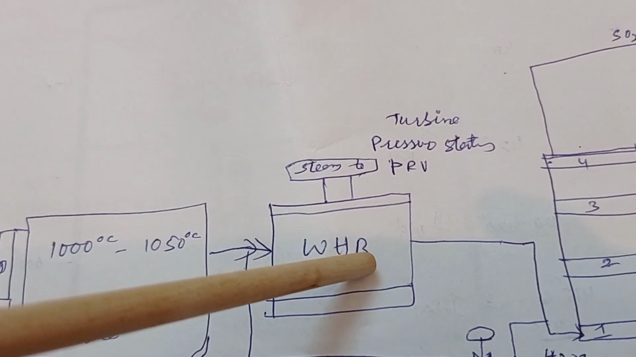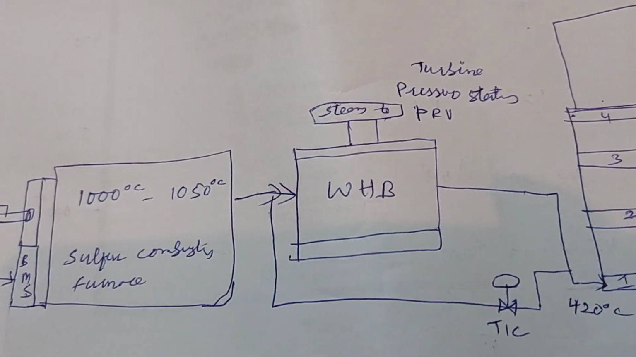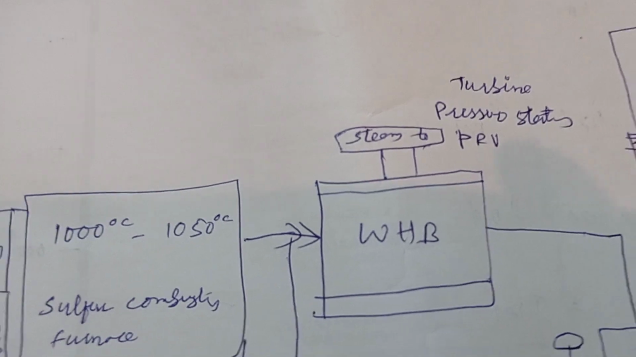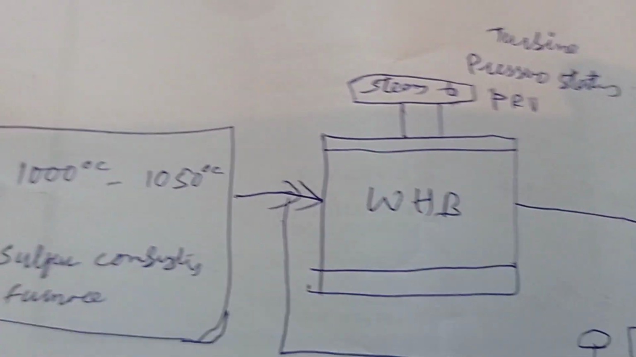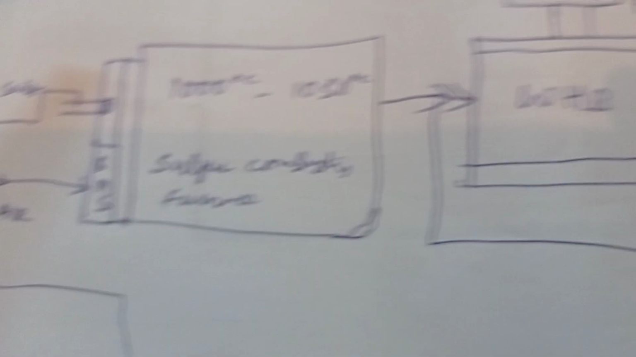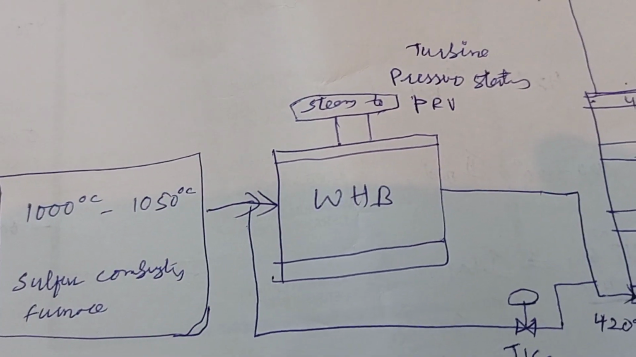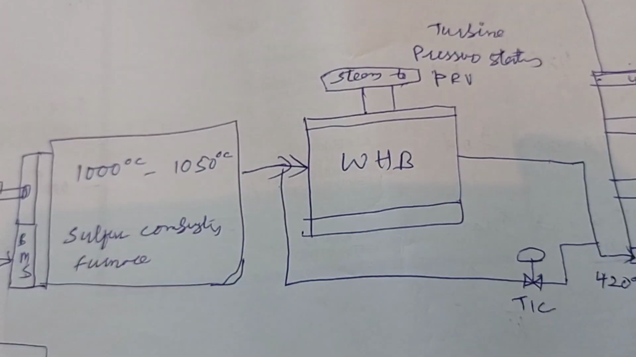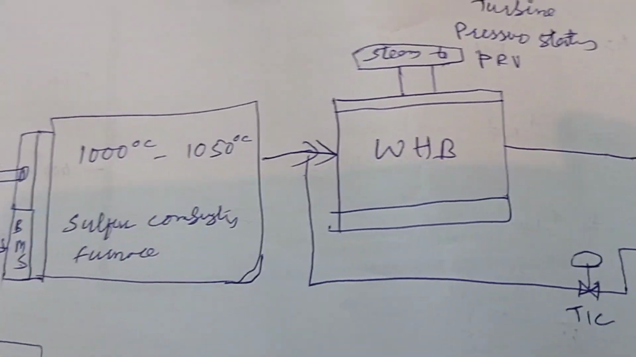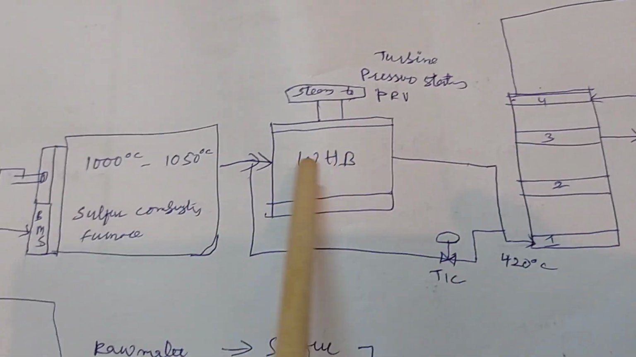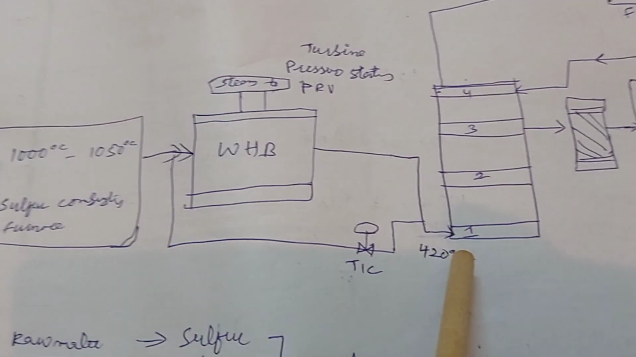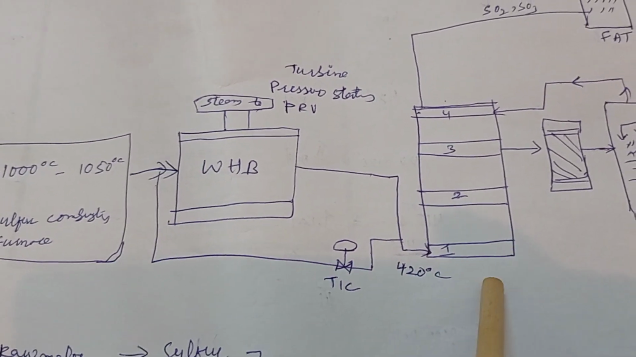So this waste heat is used to generate steam, which is useful for running the turbine, and the turbine gives air which we send to the furnace. It means we are saving electricity to run this plant. So this is a very useful plant. After the waste heat boiler we get the temperature drop. So this is the converter.